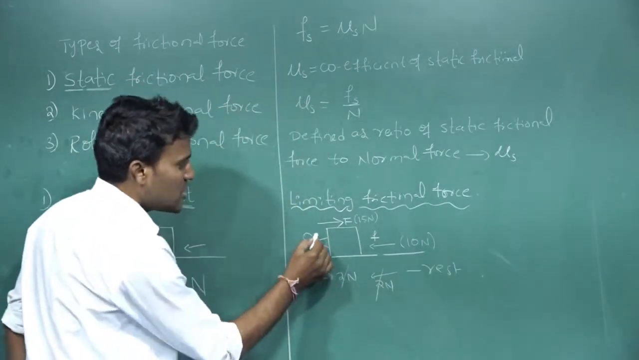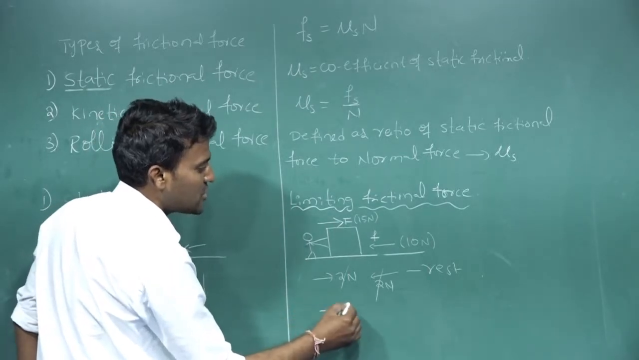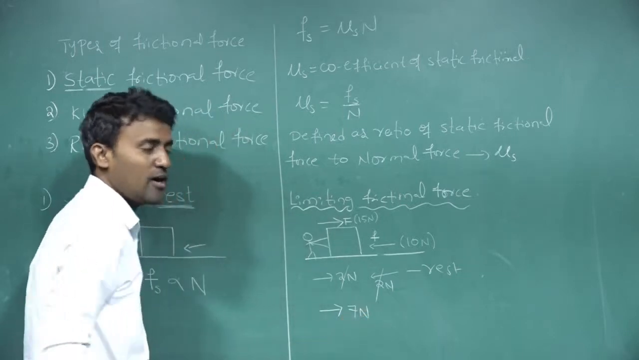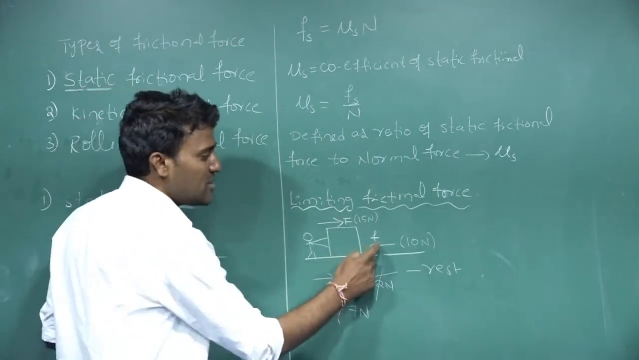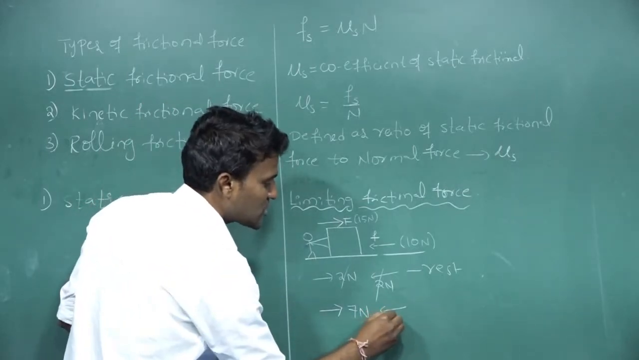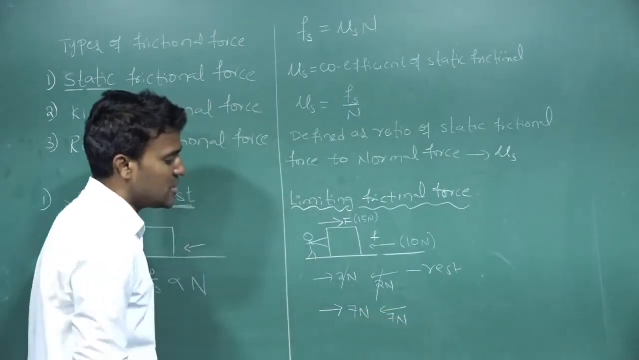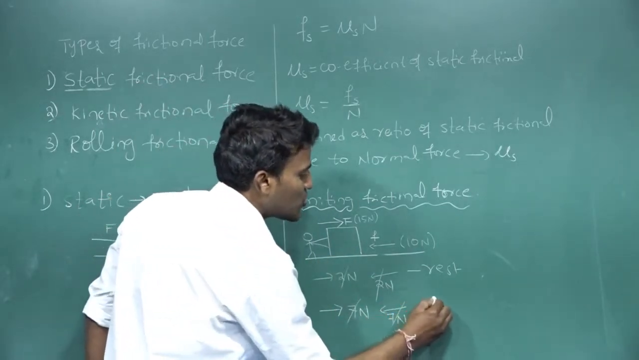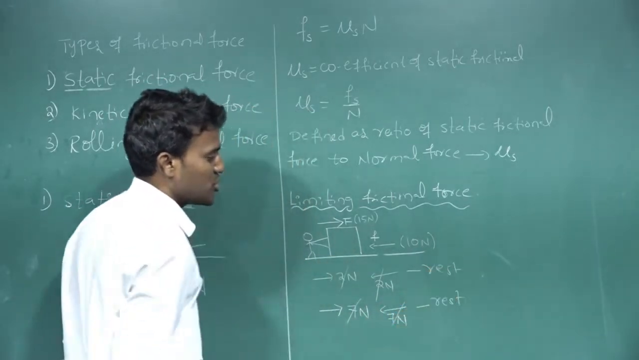Now the person increased his capacity. He's increased the force. He applied 7 newtons. At that moment, the frictional force also applied 7 newtons. See here, both are equal and opposite, so they get cancelled. The block is at rest position.